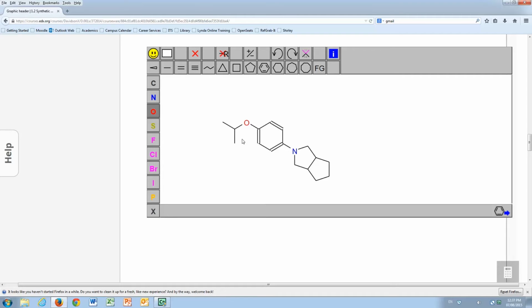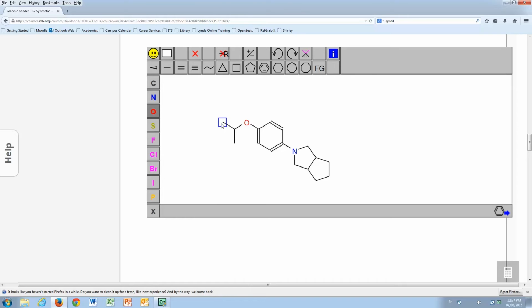some or all of these atoms may have hydrogen atoms connected to them. For example, this atom right here, that is a carbon group, and that carbon has 3 hydrogens. We do not want to show those hydrogens. We don't want to add hydrogens. JSME understands that there are hydrogens there.